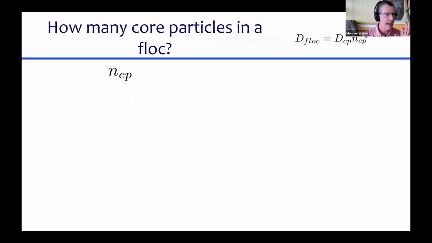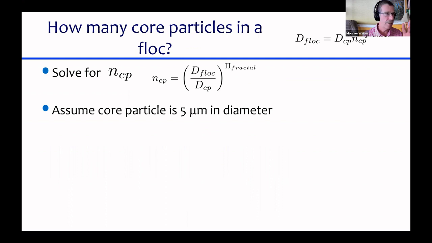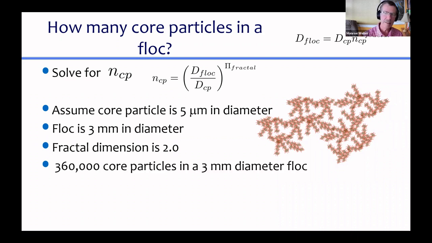So how many core particles might there actually be inside a flock? Here's our equation where I've solved for the number of primary particles. I've taken the equation that's up there at the far right and solved it for n. Let's take our case that was kind of like the problem that you all worked on. Let's assume the core particle is 5 micrometers in diameter, and the flock is 3 millimeters in diameter. The fractal dimension is about 2. If you plug that into the equation, I get about 360,000 particles in a 3 millimeter diameter flock.